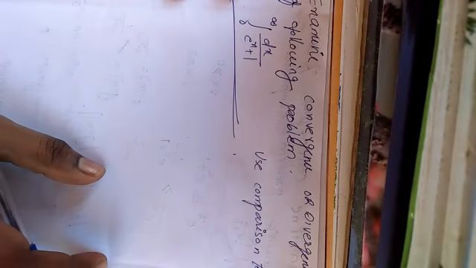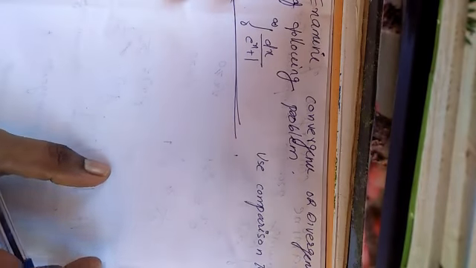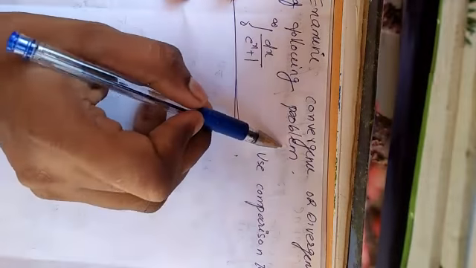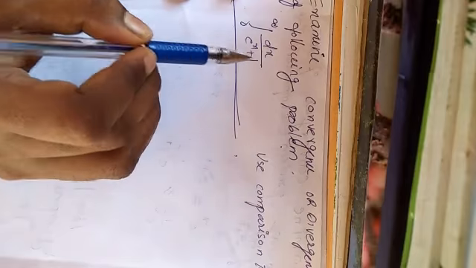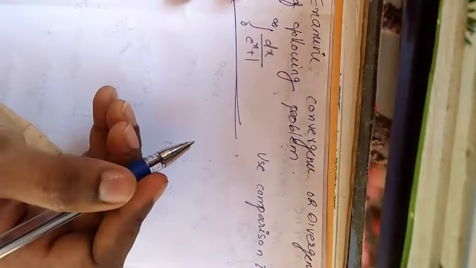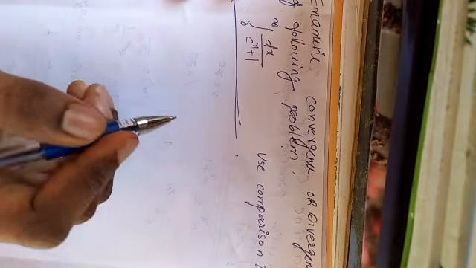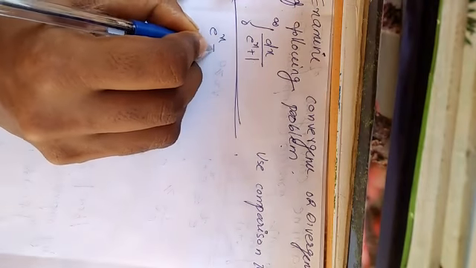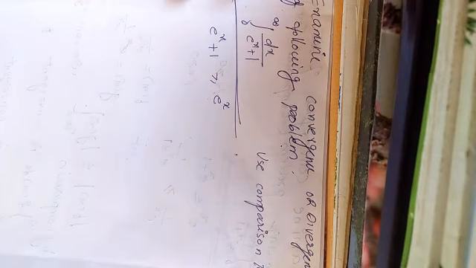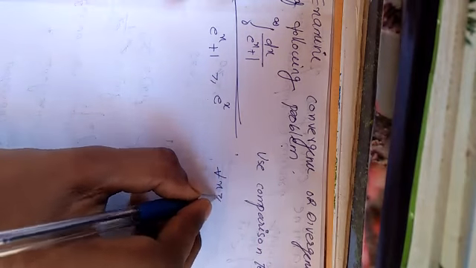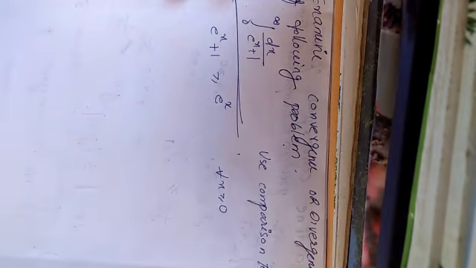Our next problem: examine convergence or divergence of the following integral, the integral from 0 to infinity of dx by e raised to x plus 1. Use the comparison test. We know that e raised to x plus 1 is greater than or equal to e raised to x for all x greater than or equal to 0.